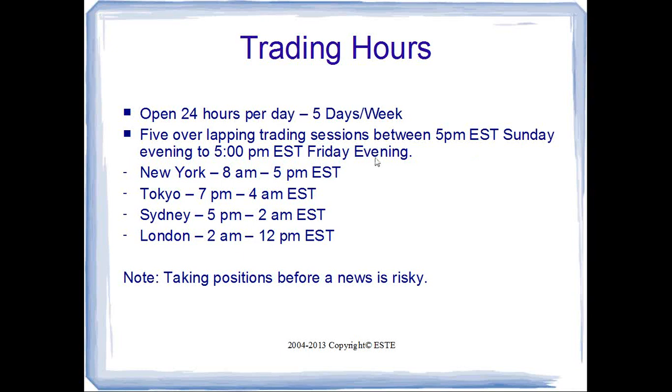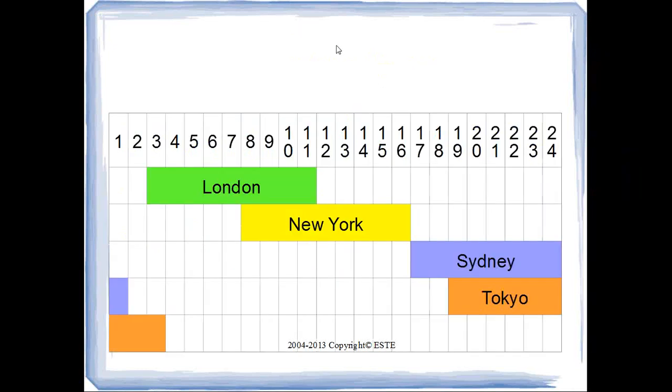Trading hours, they're open 24 hours a day, 5 days a week. They have 5 overlapping trading sessions between 5 p.m. Eastern Standard Time on Sunday evening to 5 p.m. Eastern Standard Time Friday evening. Then there's New York 8 to 5, Tokyo 7 to 4, Sydney 5 to 2, London 2 a.m. to 12 p.m. And let me show you more in the visual type of environment.